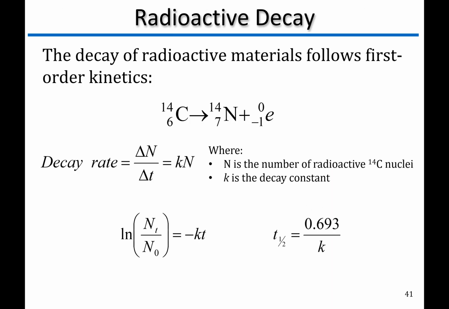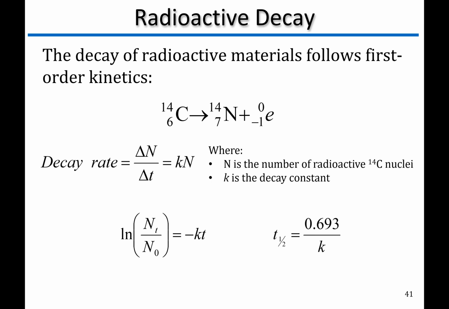So this is half-life. The decay of a radioactive material follows first-order kinetics. So any radioactive material follows first-order decay kinetics. So I can either determine the half-life of something, or I can determine the decay rate constant, things like this. I can say that decay rate is equal to the change in the number of radioactive nuclei over the change in time, which is equal to K times the number of radioactive nuclei. So I can set up the equation: the natural log of n sub t over n sub naught is equal to minus kt. So just our integrated rate law for a first-order reaction.